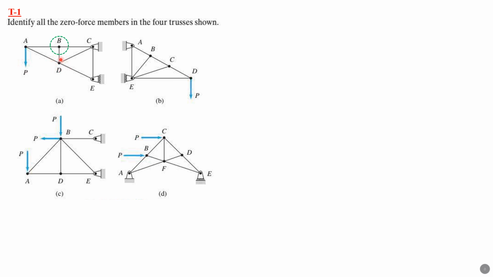At joint D, AD and DE are collinear. CD is unique. You may remove BD. Imagine that BD has been removed, so CD is also 0. So therefore, for part A, BD is 0 and CD is 0.